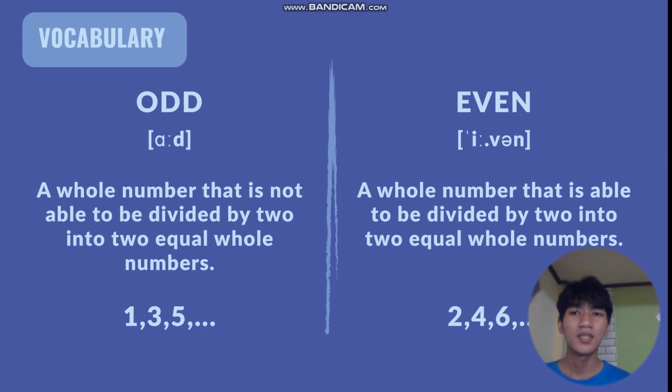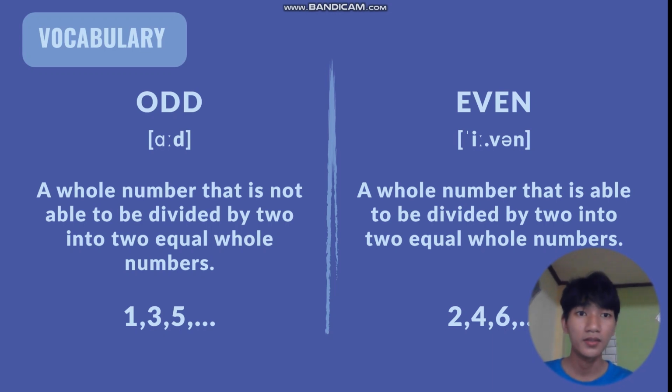Odd is a whole number that is not able to be divided by 2 into two equal whole numbers. In bahasa, we can say it's bilangan ganjil. For example, 1, 3, 5, and other numbers.